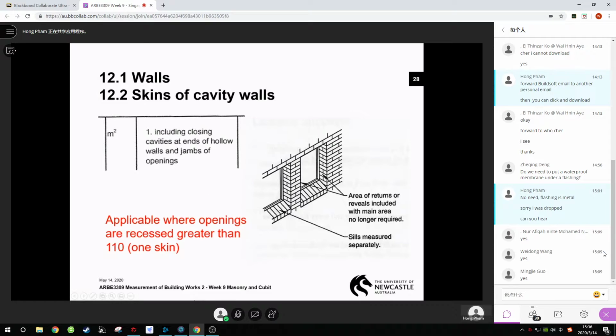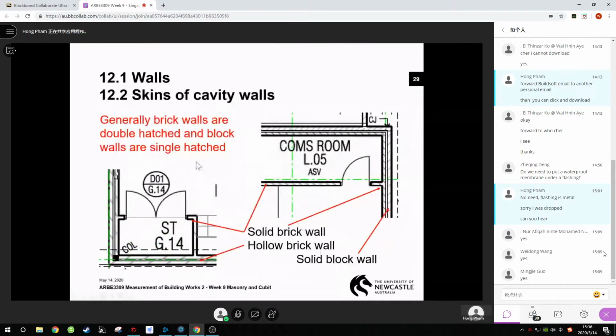There's a few things on drawings that will give you a bit of a hint. Sometimes, and you can see on this job, they've used blockwork walls and brickwork walls. Blockwork walls have usually got a single line hatch, and brickwork walls have got a double line hatch. Where it's got the comms room, you can see the outer skin there is block, and the inner skin is brick. So you've got to watch for that, but that's still a hollow wall.